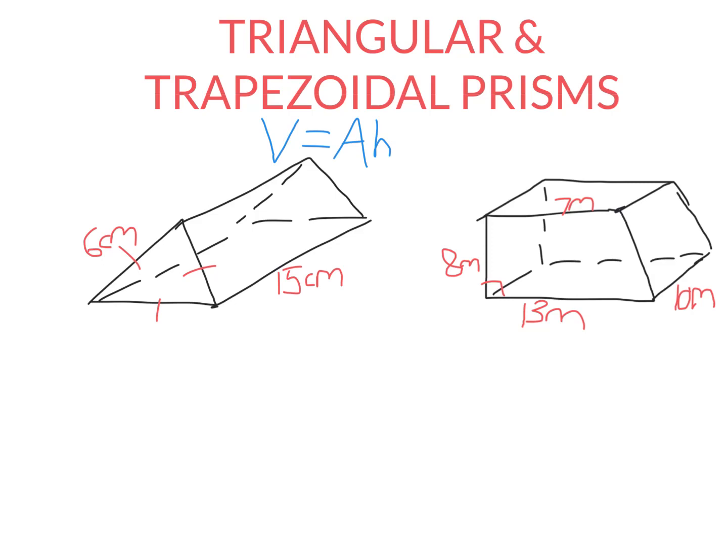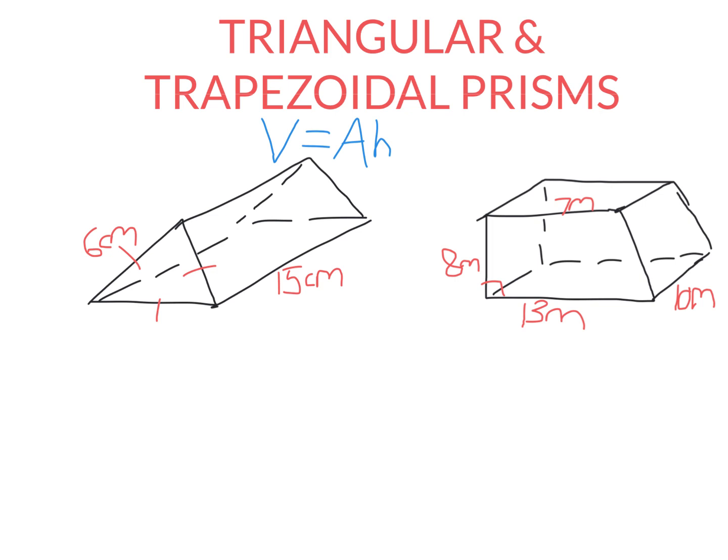Thank you so much for tuning into this video in which we will look at triangular and trapezoidal prisms. We previously looked at rectangular prisms and found their surface area and volume. We'll do the same for general prisms here. So here we have a triangular prism and a trapezoidal prism.